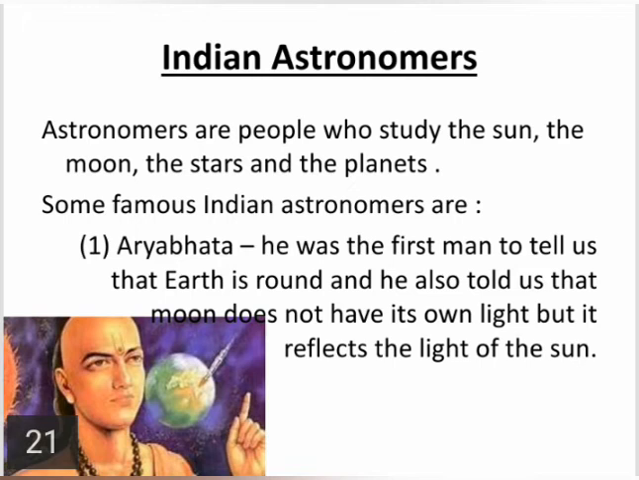Now, who are astronomers? Astronomers are people who study the Sun, the Moon, the stars and the planets. Some famous Indian astronomers are Aryabhata. He was the first man to tell us that the Earth is round, and he also told us that the Moon does not have its own light, but it reflects the light of the Sun.